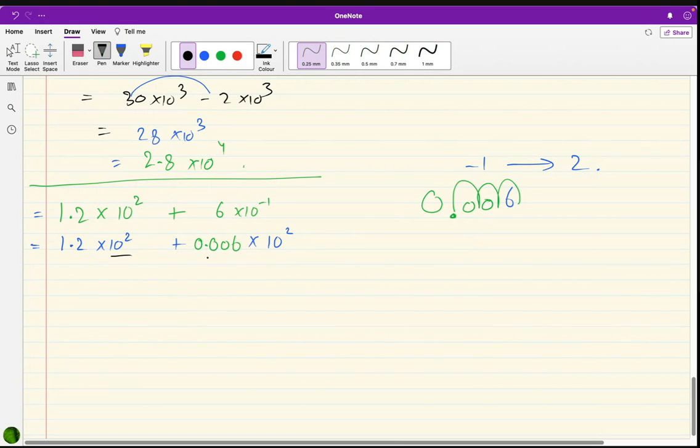Now powers are same. I can directly add them. So if I add 1.2 here, I'm getting 1.206. So this is 1.206 into 10 raised to the power 2. That's your answer.